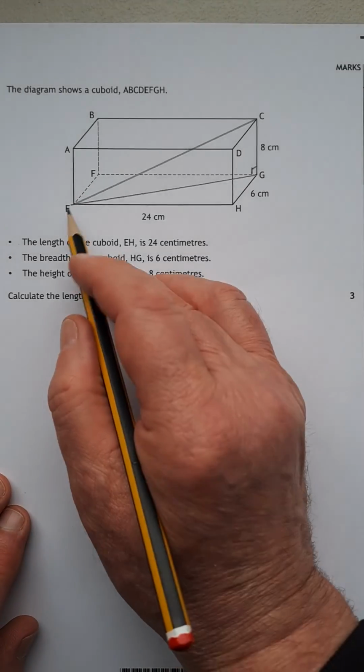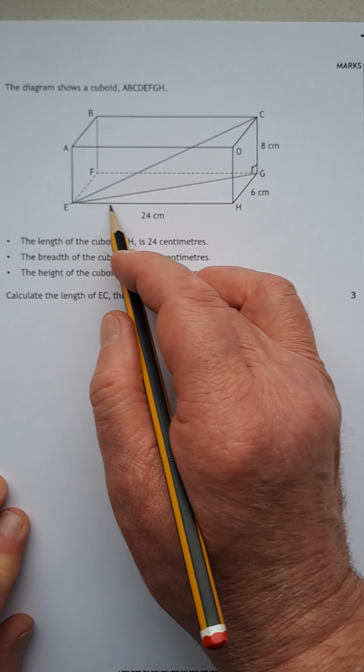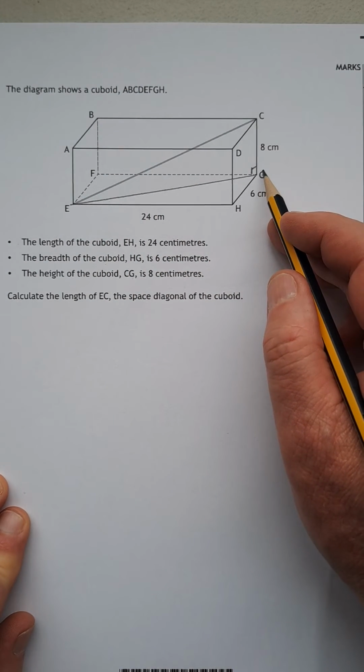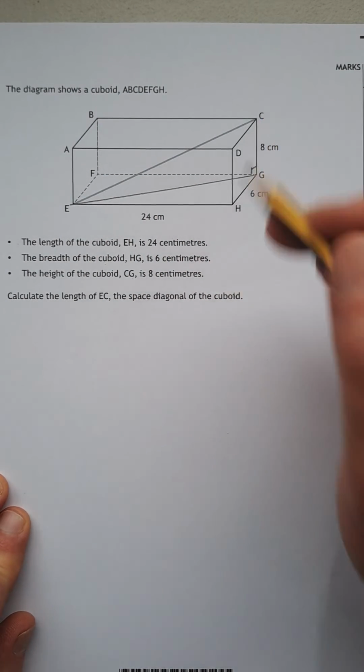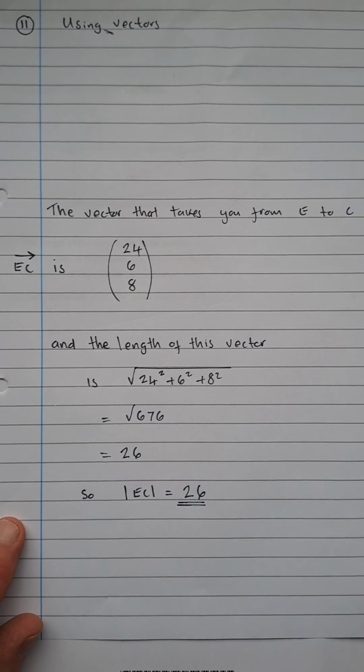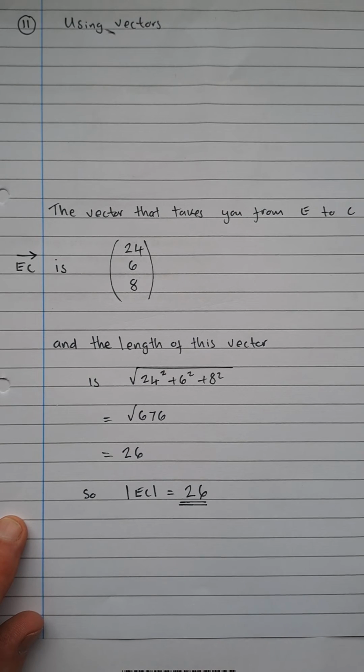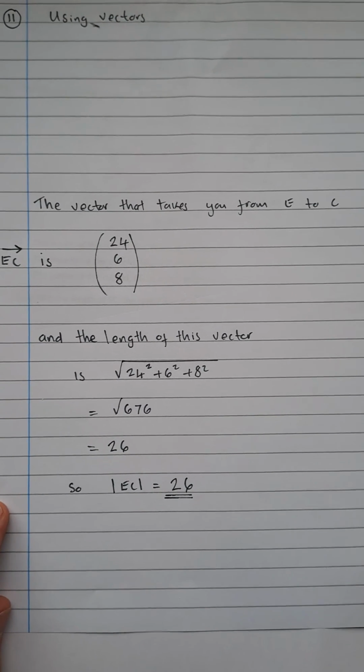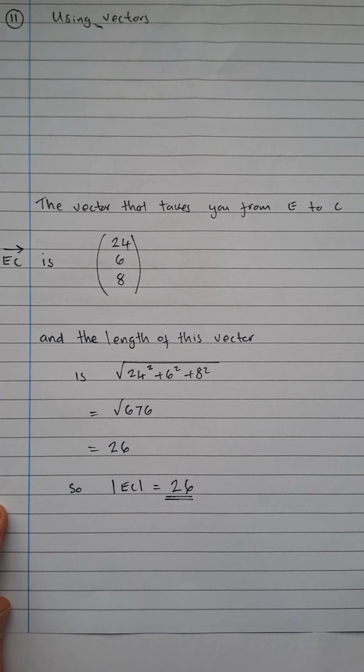The vector that takes you from E to C is 24 along, 6 back, and 8 up. So you can consider that the vector going from E to C is 24, 6, 8. And how do you get the length of a vector? You square them, add them, and then you root them. So it's 24 squared plus 6 squared plus 8 squared. And there's the 676 that we got a wee minute ago. That ends up being 26. So the length of EC is 26 units, centimetres.